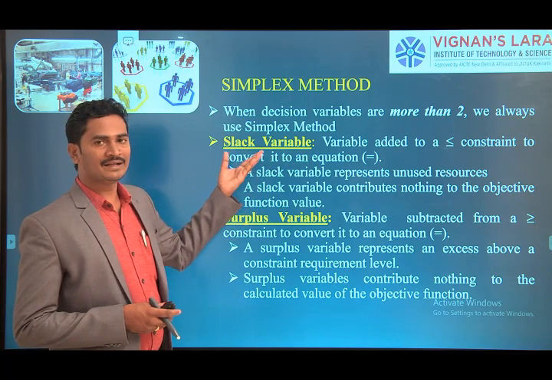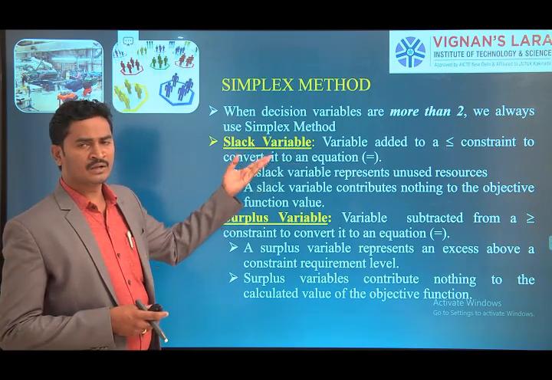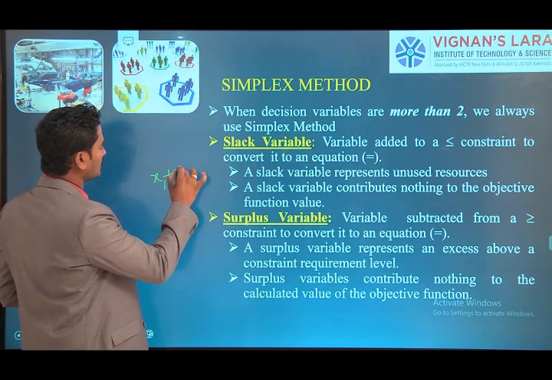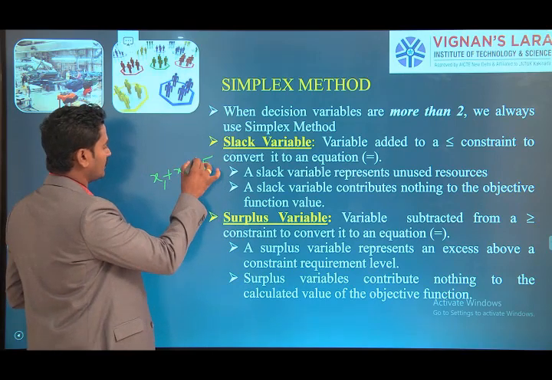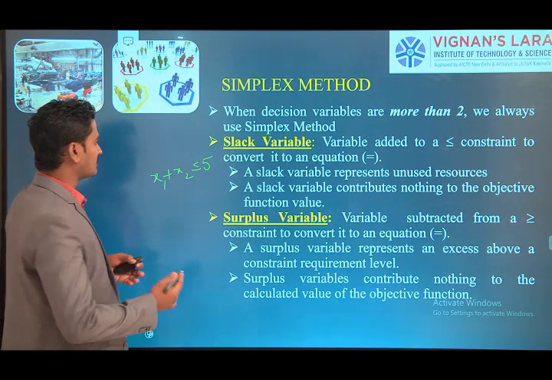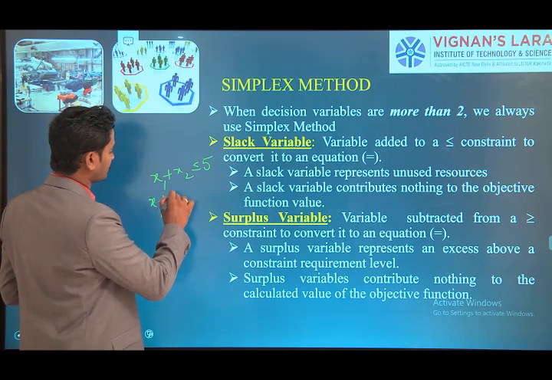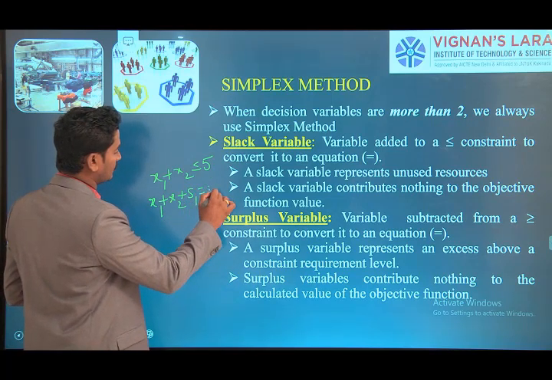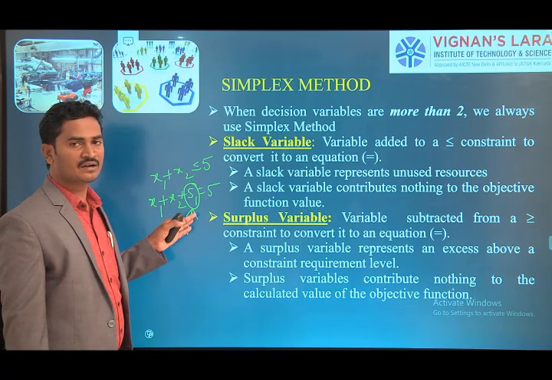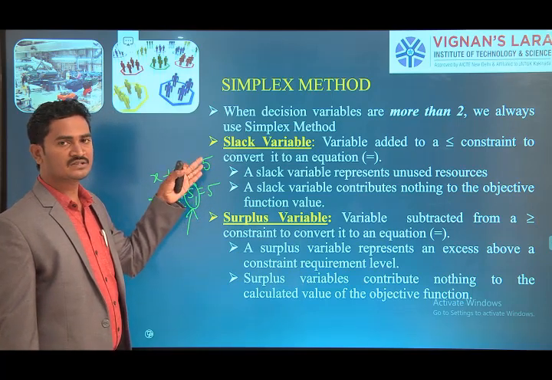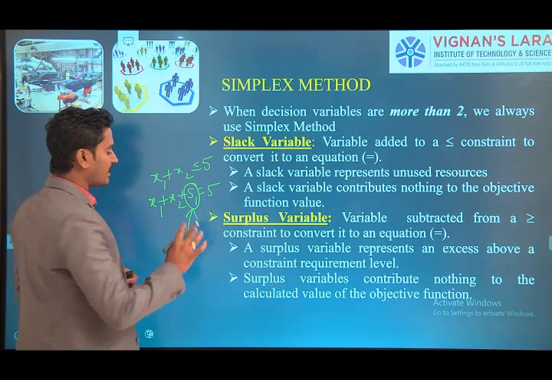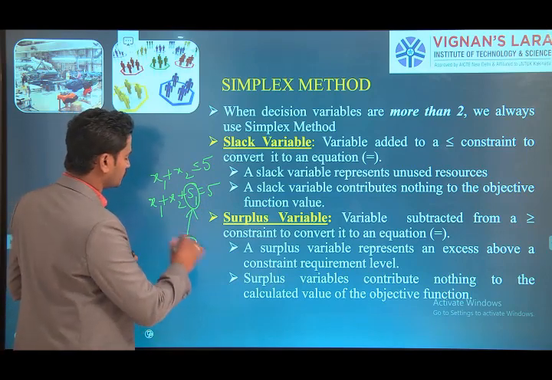A variable added to a less than or equal to type constraint converts it into an equality. If we have x1 plus x2 less than or equal to 5, here the inequality is there, so we convert it by adding the slack variable. Slack variable means x1 plus x2 plus s1 is equal to 5. This s1 is called the slack variable. It does not impact the equations, constants, or objective function. The value of the slack variable is very minute, also called 0.